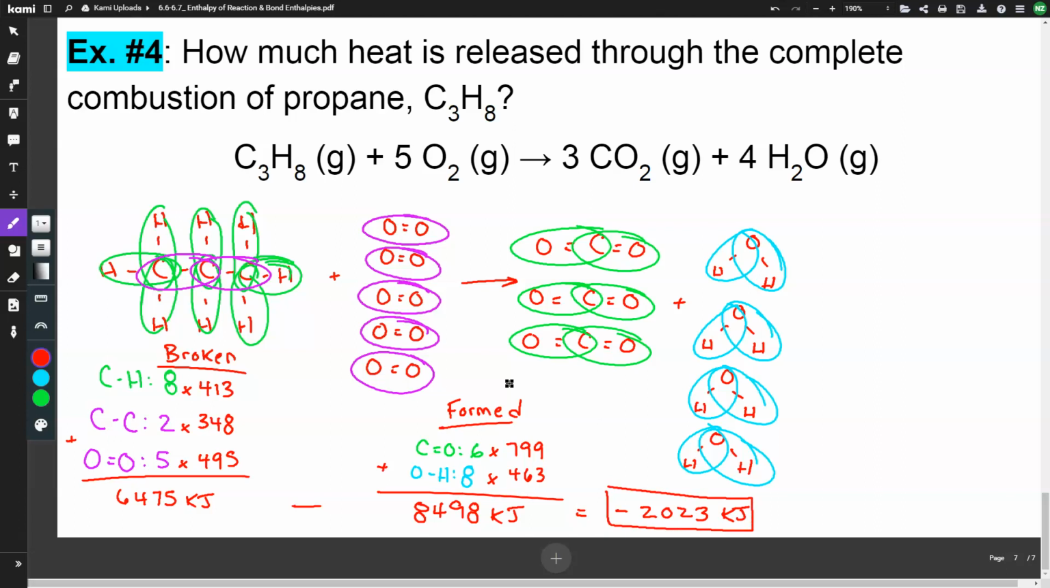So a tip when you're working these types of problems: when it asks you about this, draw out the Lewis structures. You don't have to draw out the whole thing. You don't have to include the dots, but you want to make sure that you have all the bonds correct, and then just work it like I did. Go through and circle all the bonds. Make sure you're not leaving anything out. Look up those values on the table. Add up all the broken, add up all the formed, subtract, and there's your answer. So much fun.